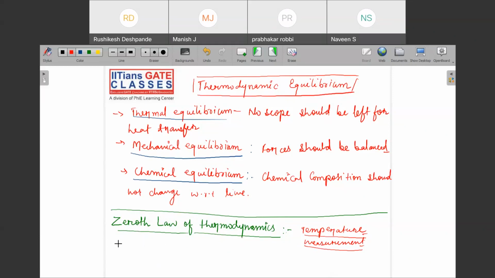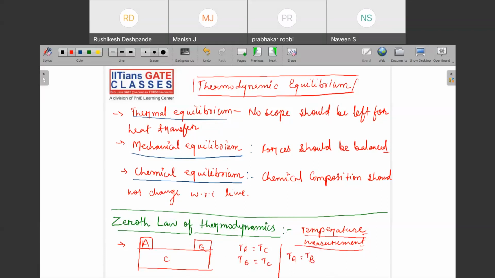So this law says that if there is a body A which is in thermal equilibrium with another body C, and there is another body B which is also in thermal equilibrium with C, then the zeroth law tells you that necessarily TA must be equal to TB.